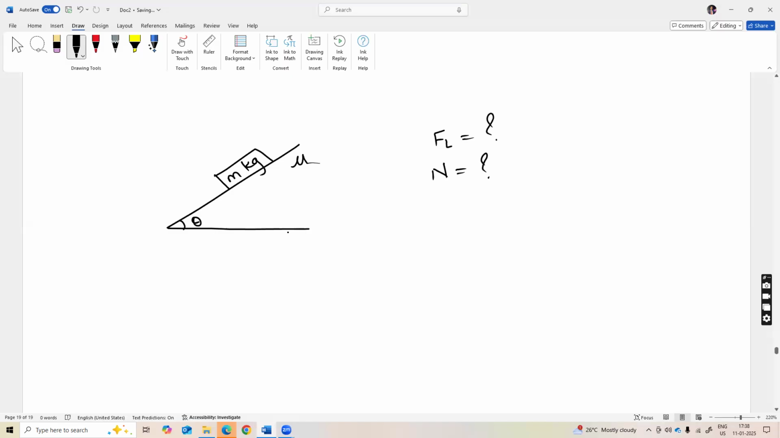So here, first I will just try to show you. Let's say this mg is acting downwards. That is the weight of this object. So if you draw this triangle, now see this and this. Once again, this and this are perpendicular, this and this surface.